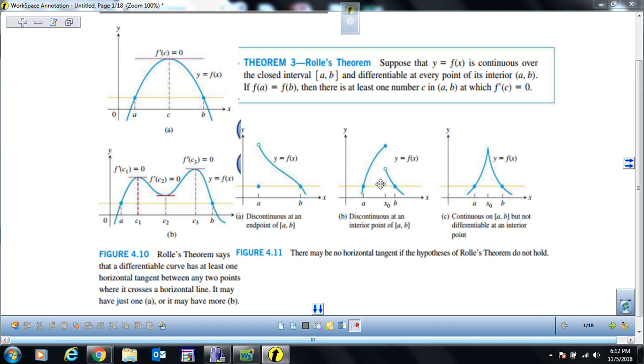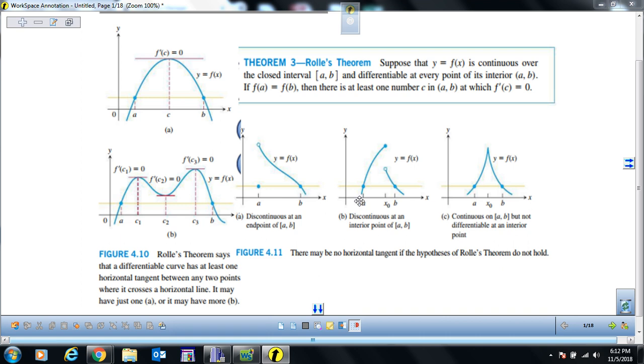There will not necessarily be a horizontal tangent line passing through one point on this curve where the slope is going to be 0, or the derivative evaluated at that number is going to be 0. And then C says, what if it is continuous on a through b, but not differentiable at an interior point?